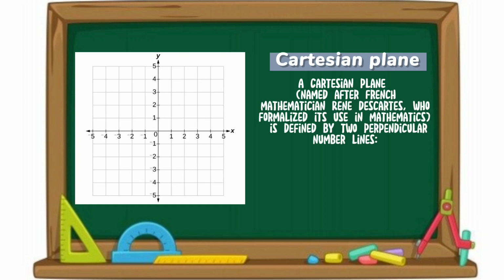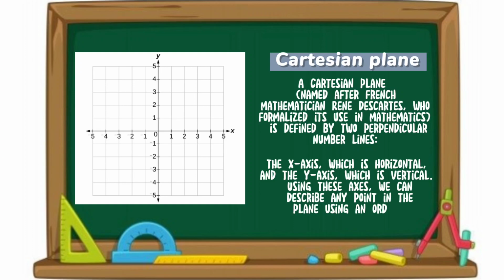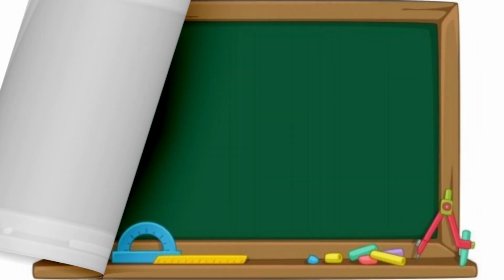A Cartesian plane, named after French mathematician René Descartes, who formalized its use in mathematics, is defined by two perpendicular number lines: the x-axis, which is horizontal, and the y-axis, which is vertical. Using these axes, we can describe any point in the plane using an ordered pair of numbers.